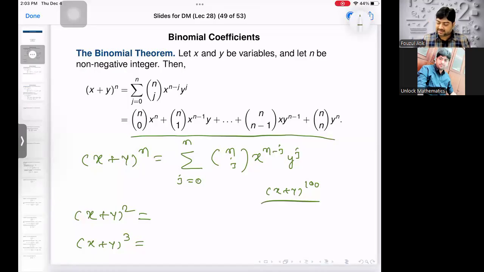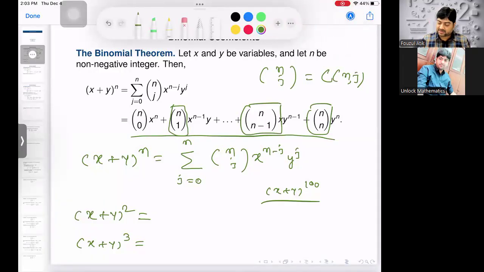And for each of the coefficients, you can find it because you know the combination values. This nCj is nothing but, as we already discussed, C(n, j). We all know this value, so we can find it out, right? So let us find the expression for (x plus y) to the power 4. Can you find the expression for (x plus y) to the power 4?